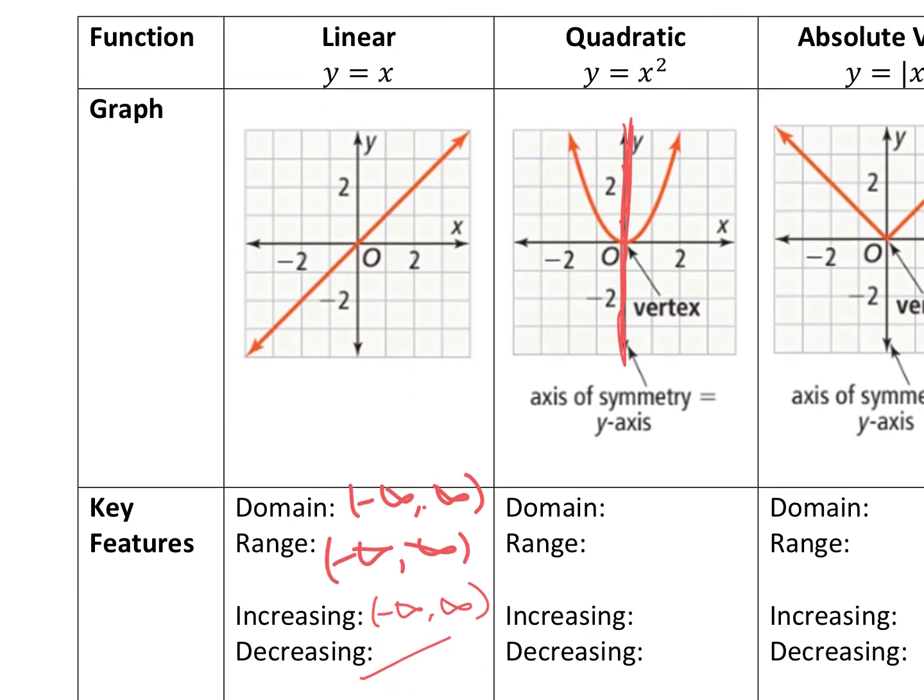The domain. So domain is your input values. What can you plug into your x and then square it? You can square every single number. So the domain will be, again, from negative infinity to positive infinity.